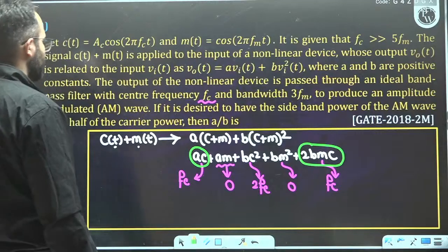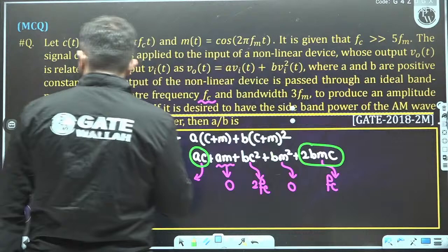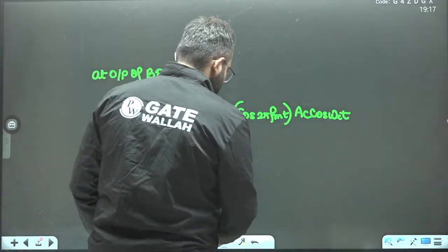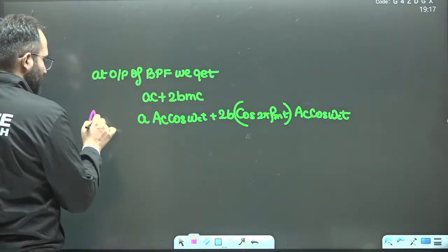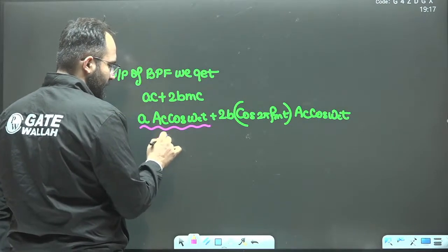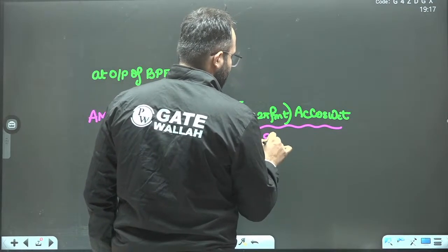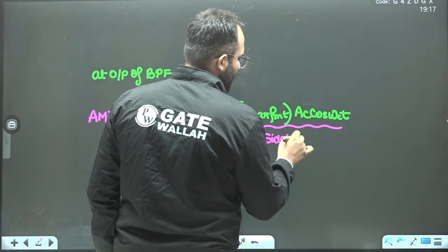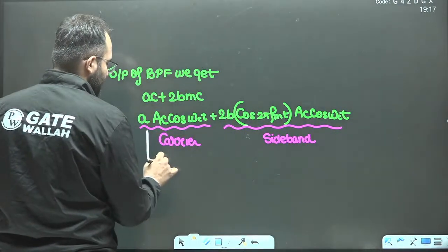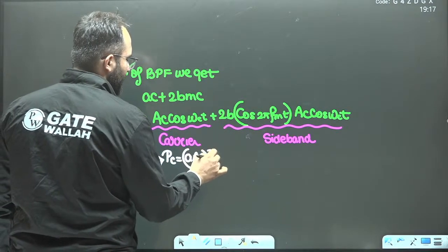The requirement is, it is desired to have the sideband power to be half of the carrier power. Okay, that is what we need. So now we can see, dosto, in this AM signal, because it has a carrier term, this is the carrier term, and this is the sideband term. So what is the carrier power? We can see that the carrier power is A into Ac whole square divided by 2.